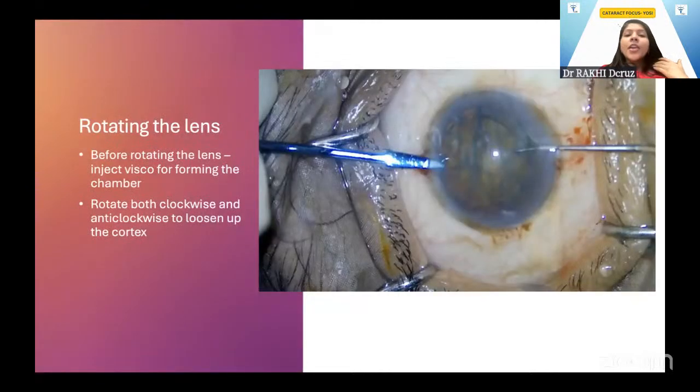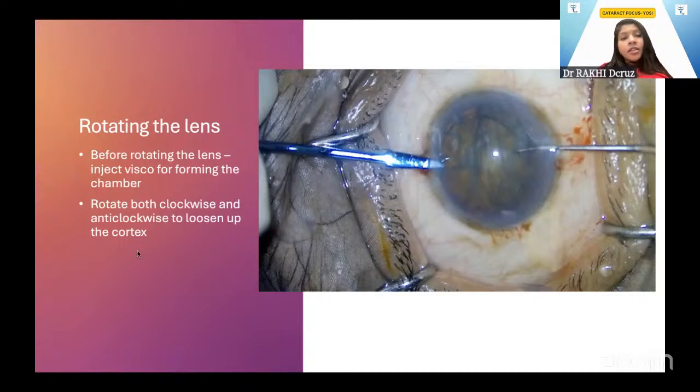So after hydrodissection, the next step that we all do is a rotation of the lens. And I think many of them don't want to do this step, and many of them directly go to the sculpting. Maybe when you are an experienced surgeon, that will be fine. But in the initial stages, I think rotation of the lens is very important, because if you are doing a good rotation in both clockwise and anti-clockwise direction, it will loosen up all the cortex, and the other steps like the epinucleus removal and the cortical removal become very easy.